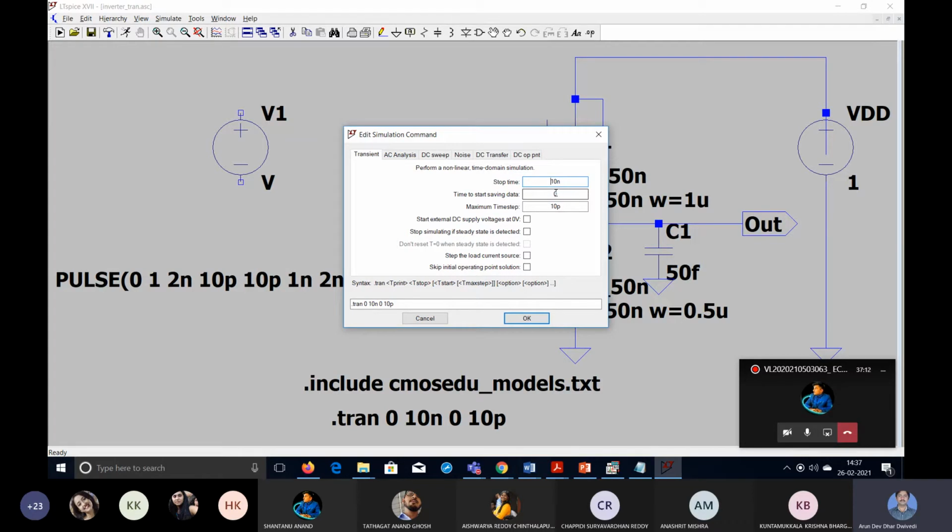So from 0 second it is starting, 0 is provided. Between 0 and 10 nanosecond it will be simulating, recording the data and plotting the data. So time start is 0 second and time stop is 10 nanosecond, and the increment is the maximum time step. How much maximum time step can be adopted? That is 10 picosecond.